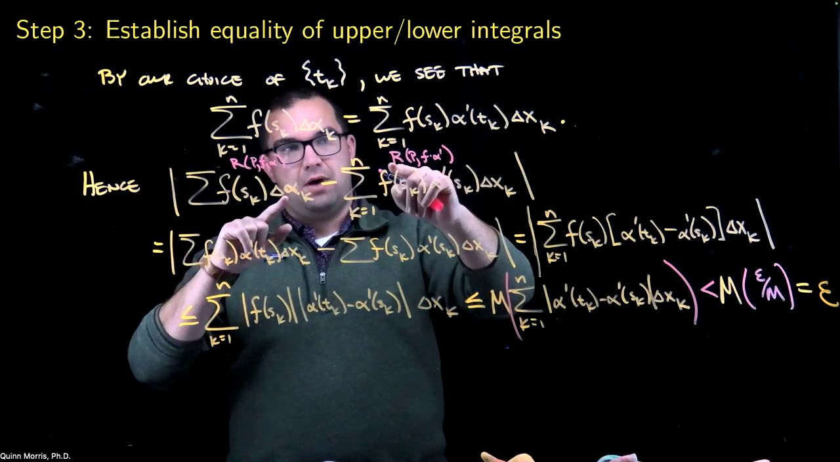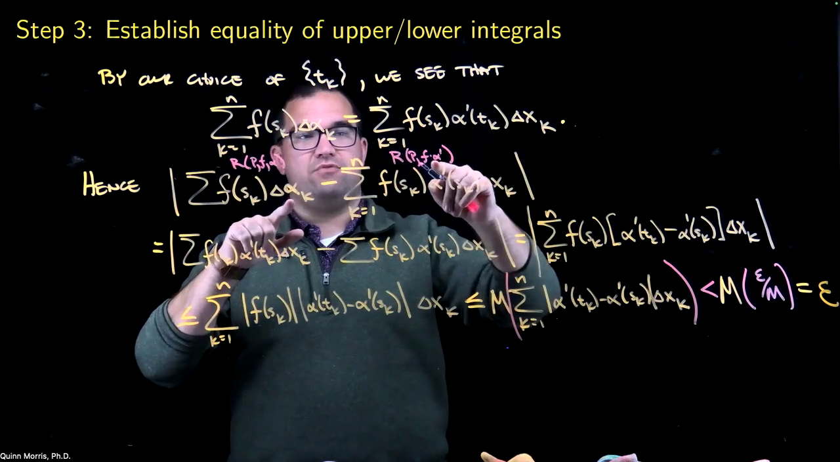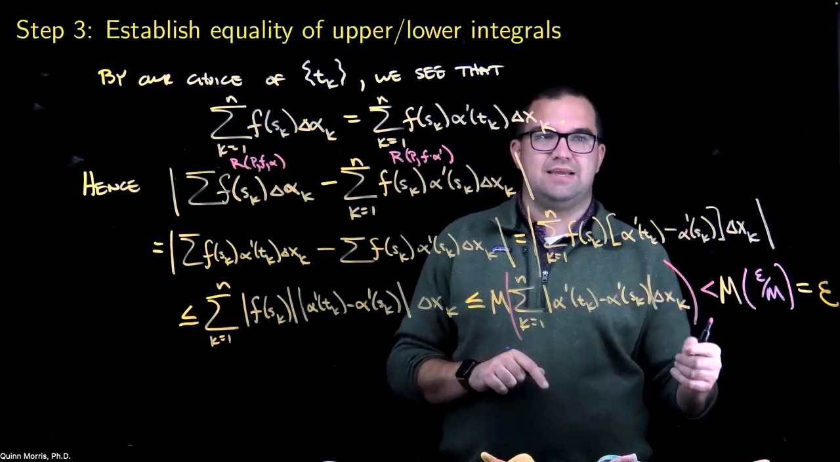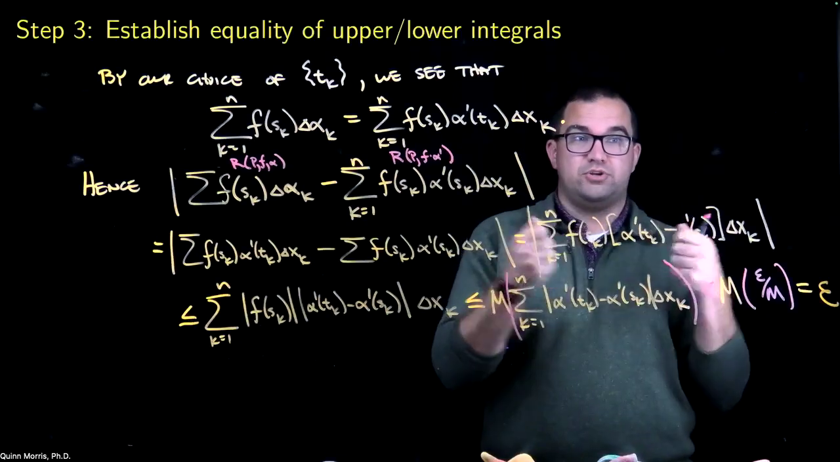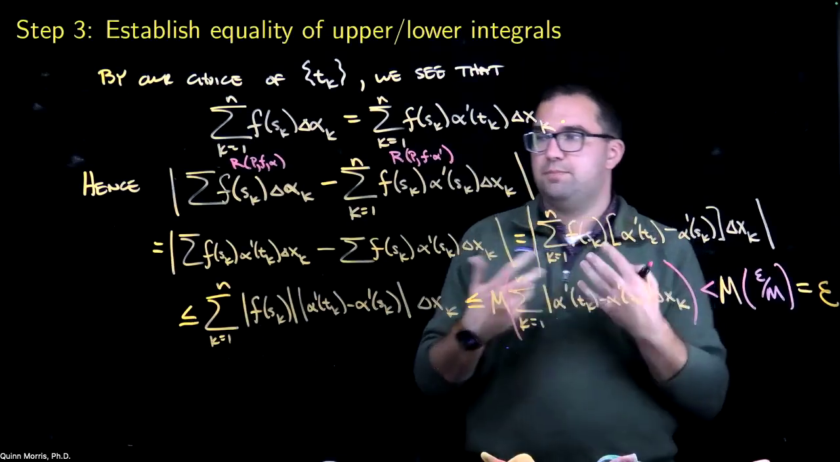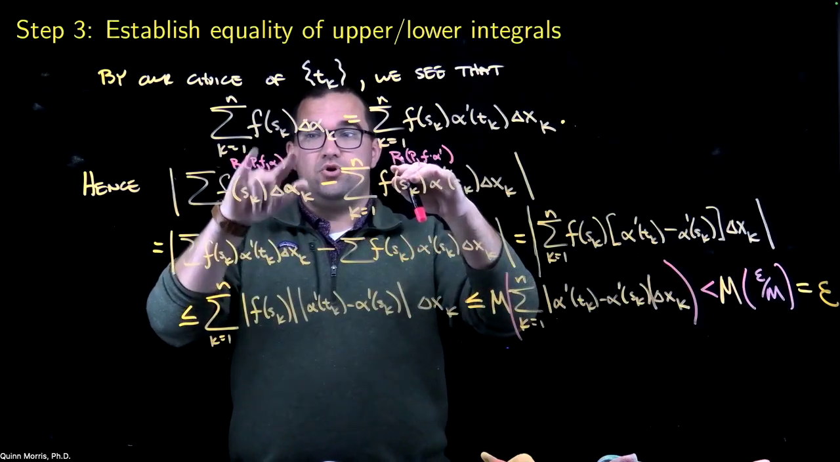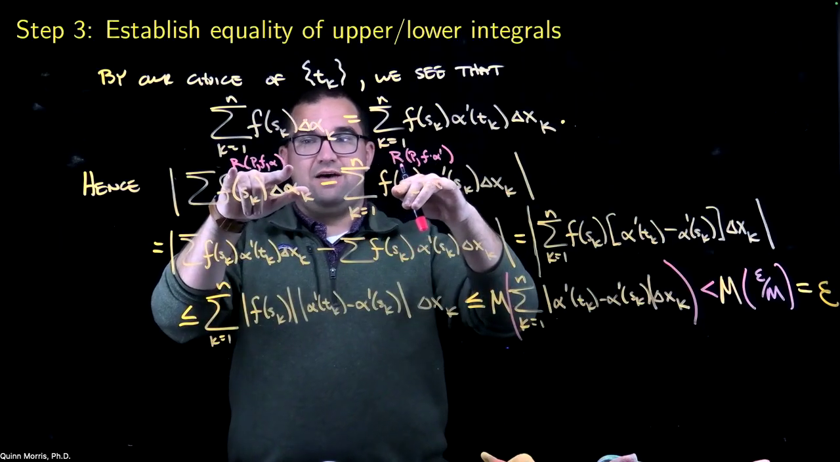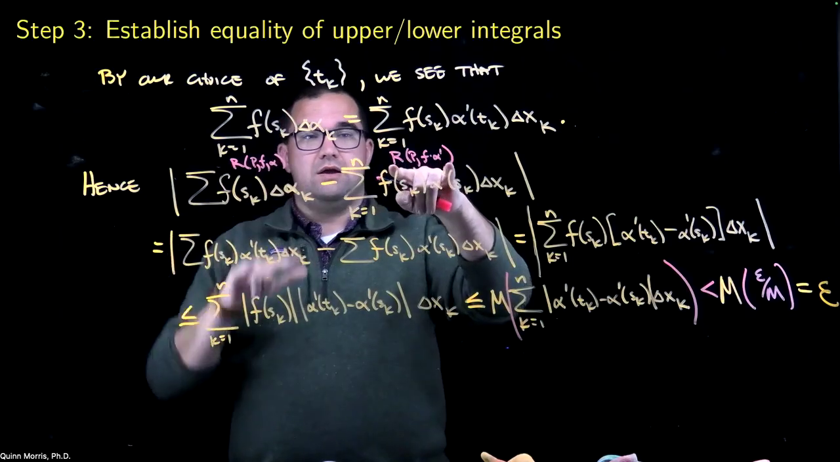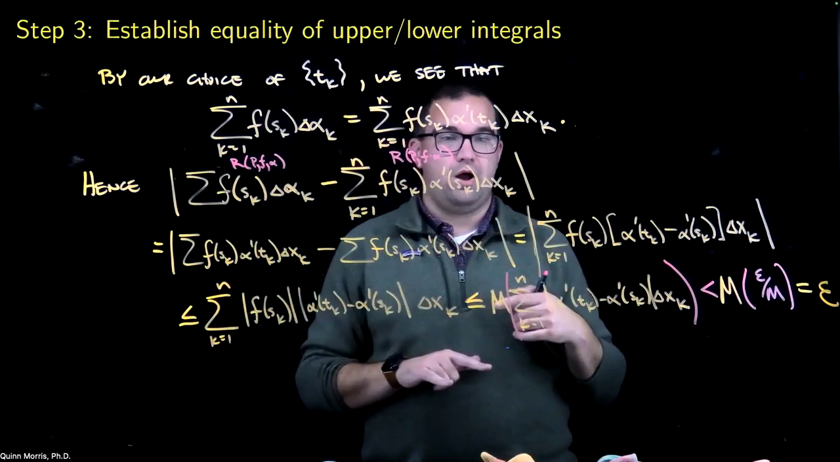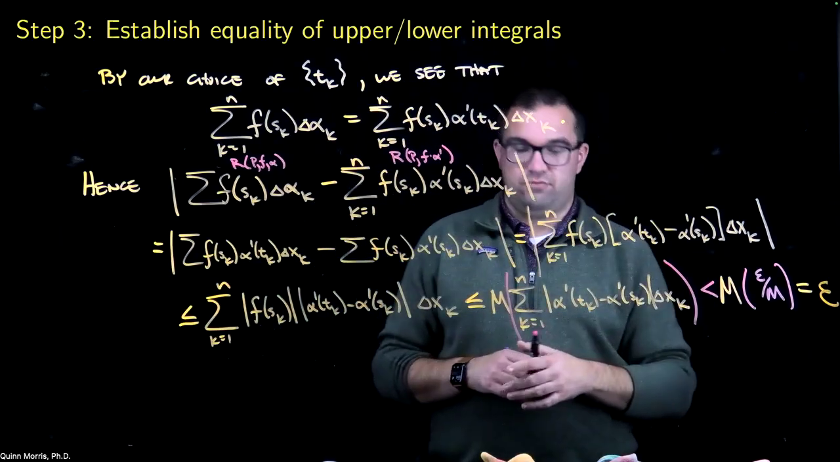partition and the Riemann sum of F times alpha prime over this partition, I can make those as close as I would like together just by choosing the partition in the right way. If I choose the partition in the right way, it doesn't matter how I choose the tags. The Riemann-Stieltjes sum of F with respect to alpha and the Riemann sum of F times alpha prime will be within epsilon of one another.